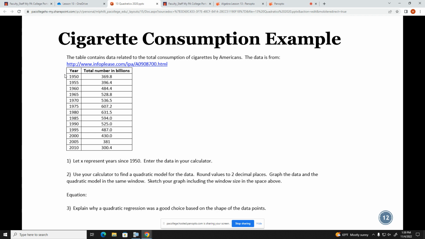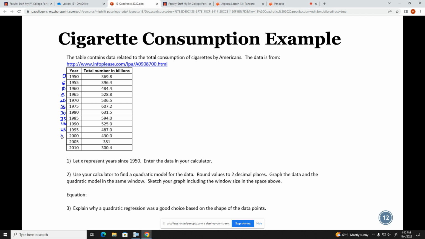So this is year 0. From there, it goes to 1955, so it looks like it's going up by 5s. So my years are going to be 0, 5, 10, 15, etc. So I keep counting these up, and it looks like it will go up through year 60.